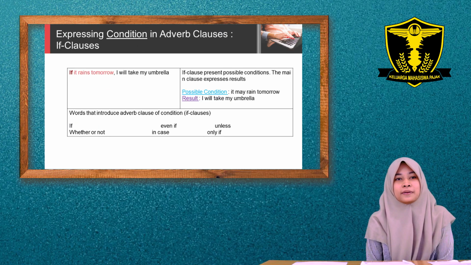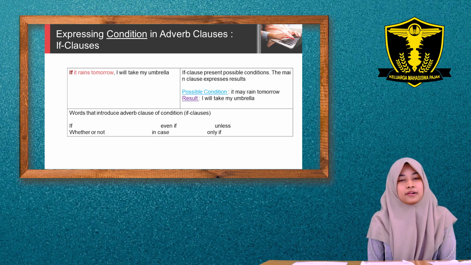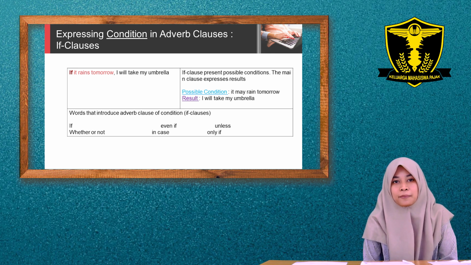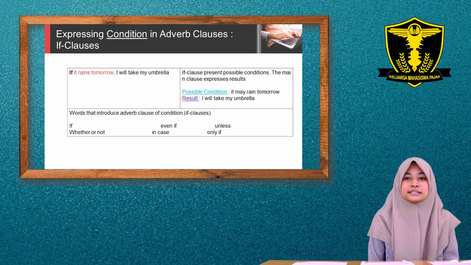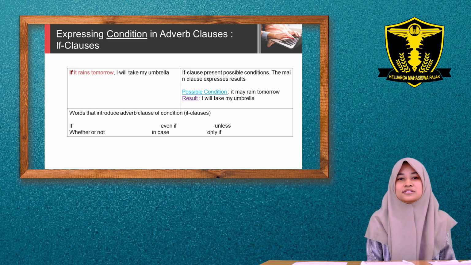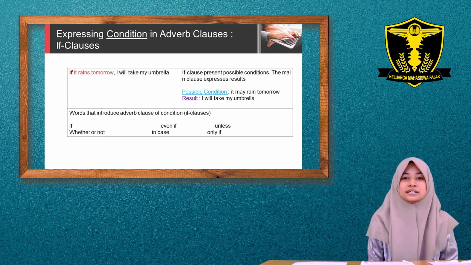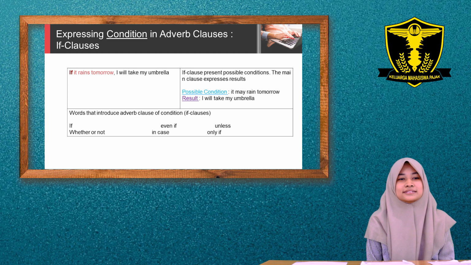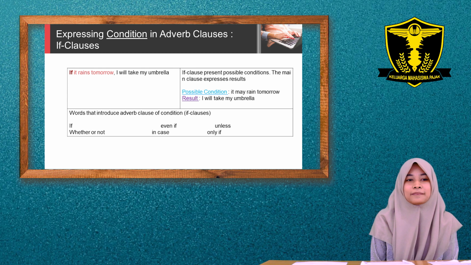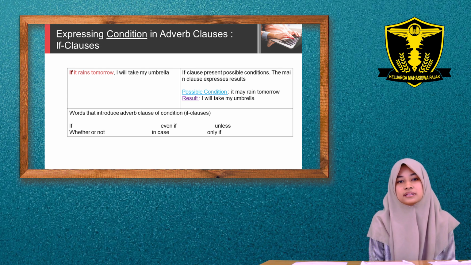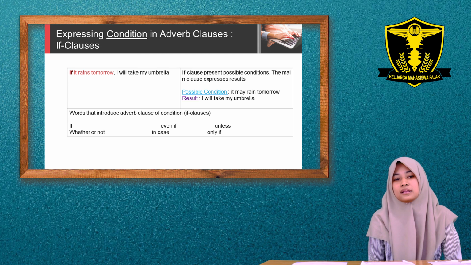And this is also an example of an adverb clause of condition, and we use if clauses. First, if it rains tomorrow, I will take my umbrella. The if clause is in the present and expresses a possible condition. The main clause expresses the result. The possible condition is that it may rain tomorrow, and the result is that I will take my umbrella. And the next words that introduce adverb clauses of condition are if, whether or not, even if, in case, unless, and only if.